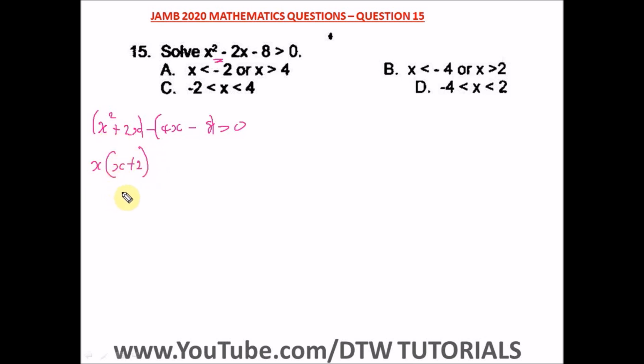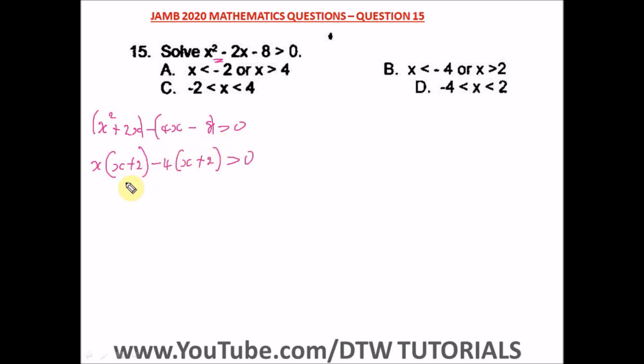So this the same thing as what? This. We have minus. Then what do this and this have in common? They have 4 in common. So open bracket x plus 2 close bracket, all greater than 0. So this is our way of expanding this equation.